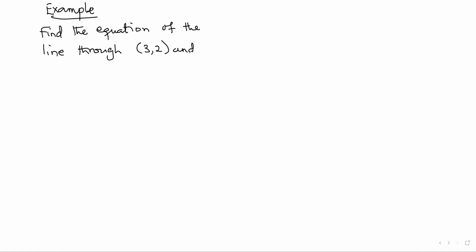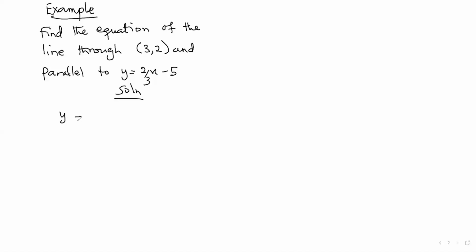Okay, so we have to find the equation of the line through (3, 2) and parallel to y is equal to 2 on 3x minus 5. So find the equation of a line through (3, 2) and parallel to this.